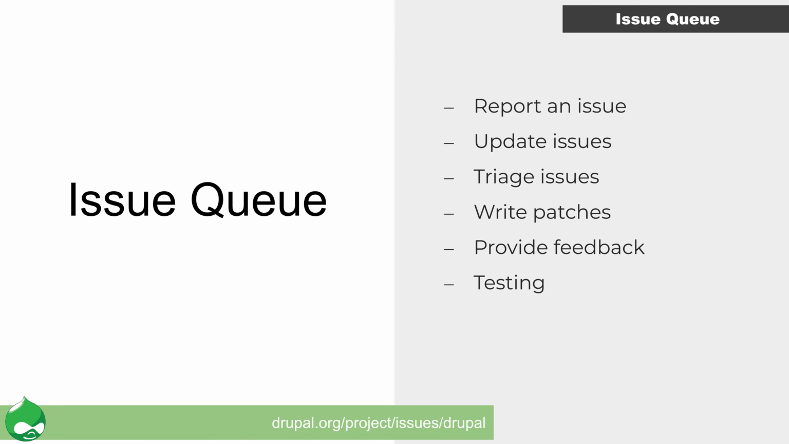As you have seen in the previous section, forms of contribution, most roads lead to the issue queue. Here is where we find issues to work on. The word issue may imply problems, but think of it more as a to-do list. Some might be bugs, some might just be tasks that need to be done.